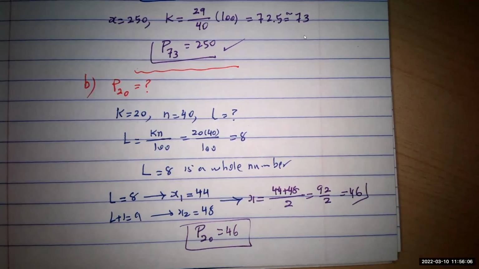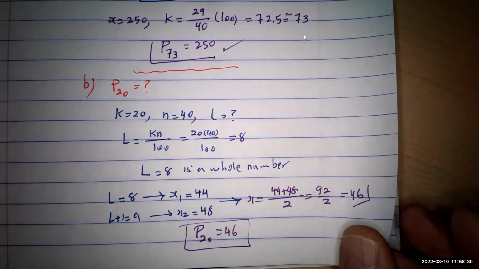So there are two cases. When this is not a whole number, you round it up and you do the job. But when it's a whole number, we talked about it. You must get the number halfway between the one on the 8th position and the one on the 9th position. On the list, the 8th position is 44, the 9th position is 48. That's why we pick the average. Okay, any question?